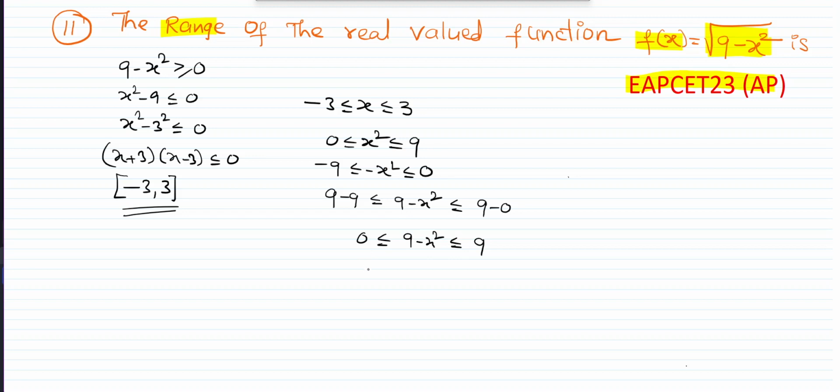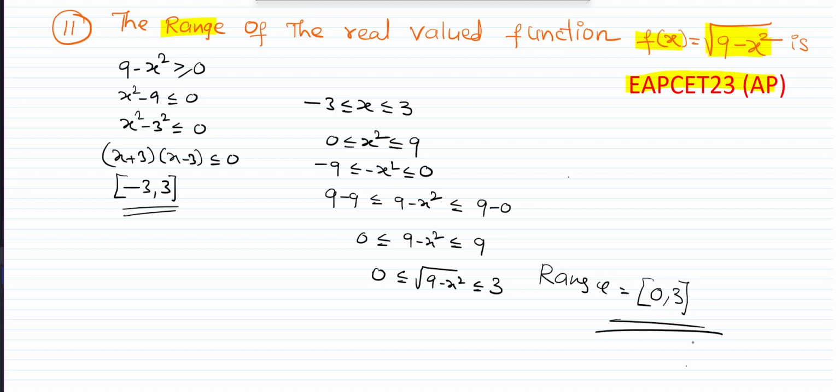Applying root to this, root 0 is 0, so 0 less than or equal to root over 9 minus x square less than or equal to root 9, which is 3. That means the range is equal to 0 to 3. This is the range of the given function.